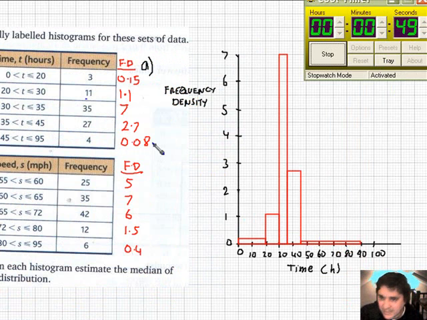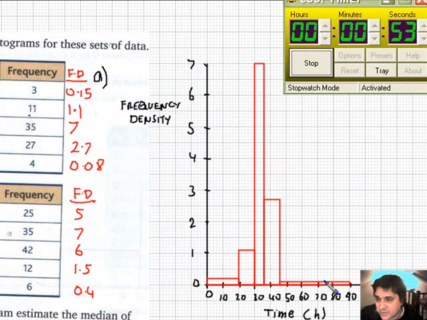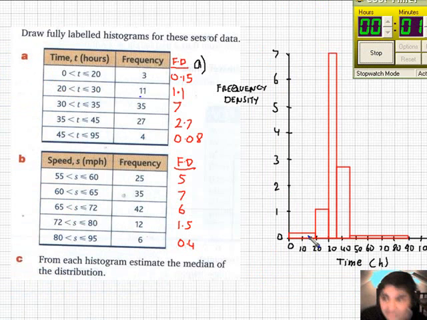Look how skinny that one is down there. 4 divided by 50 is 0.08. The best I can do is to show it as 0.1. But at least you appreciate the different class widths and the different heights, and just to see how weird the whole thing looks when you've got different class widths.